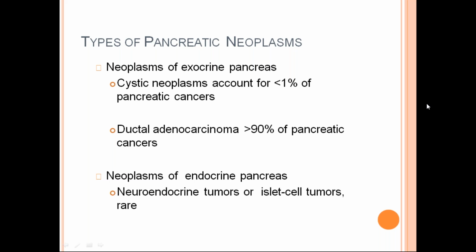If a question is given to write about pancreatic neoplasms, then you should mention both the exocrine pancreas neoplasms and endocrine pancreas neoplasms. If only asked about the exocrine pancreas, then we have to write about ductal adenocarcinoma and cystic neoplasms of the pancreas. Okay, so in the exocrine pancreas, the ductal adenocarcinoma is 90%. So it is the most common carcinoma of the pancreas. Next are the cystic neoplasms, which account for less than 1% of pancreatic cancers. Coming to the endocrine pancreas, these are the pancreatic neuroendocrine tumors or islet cell tumors. These are mostly rare.